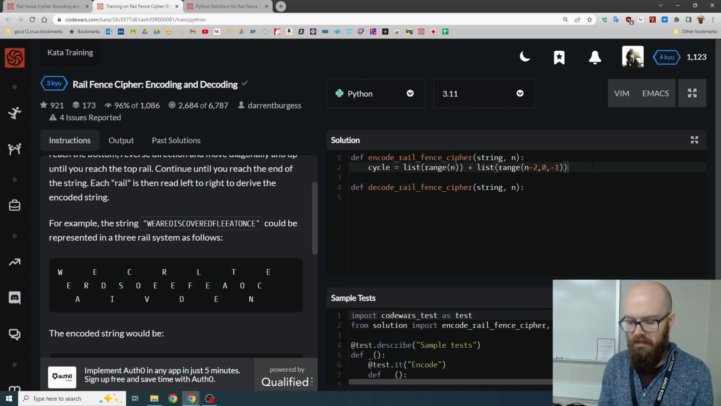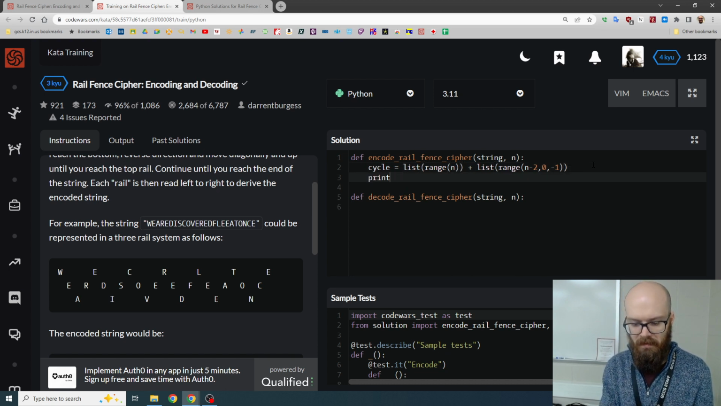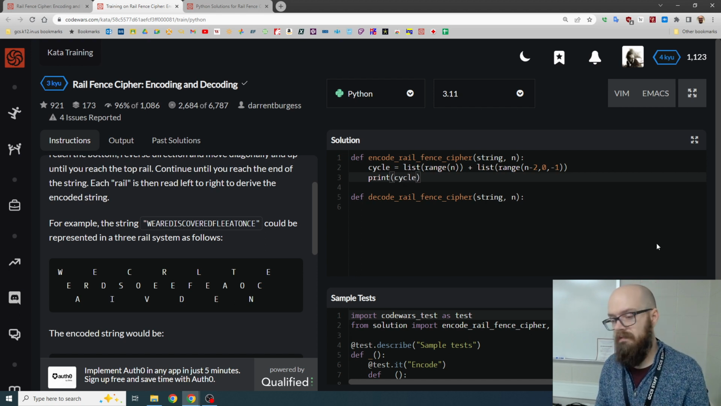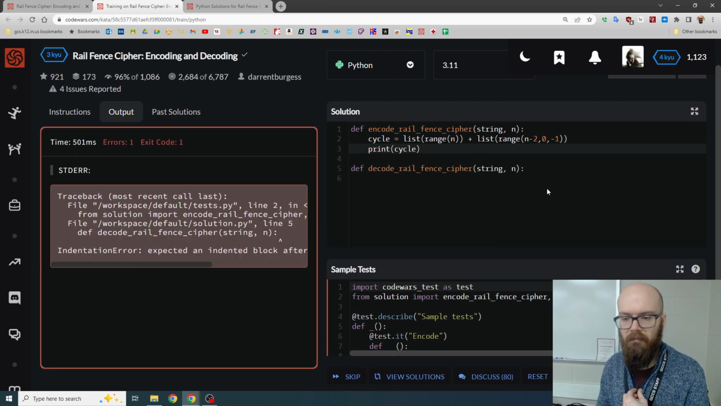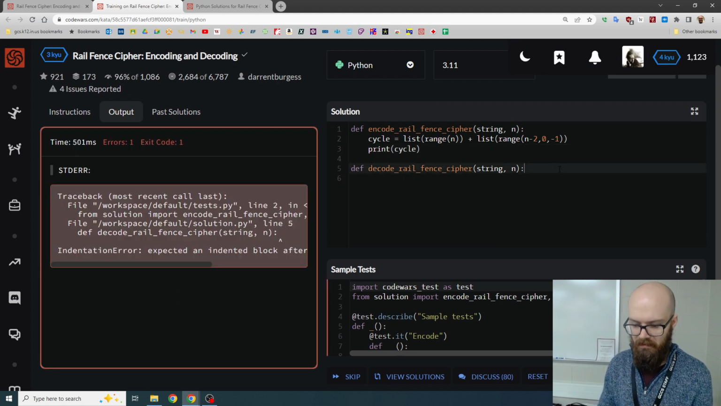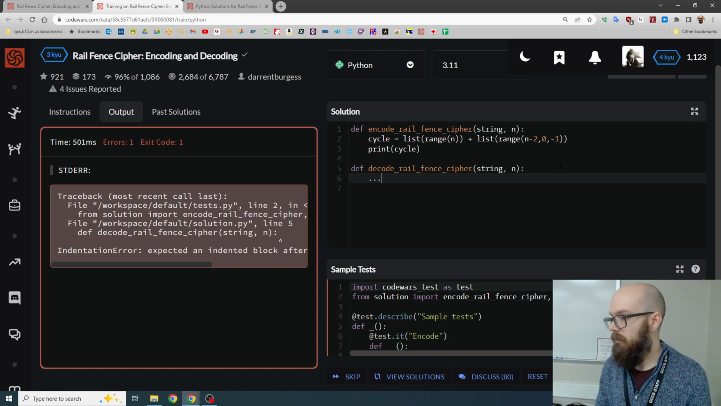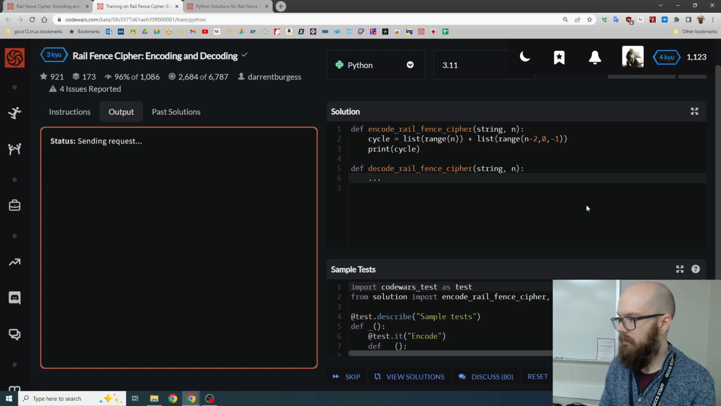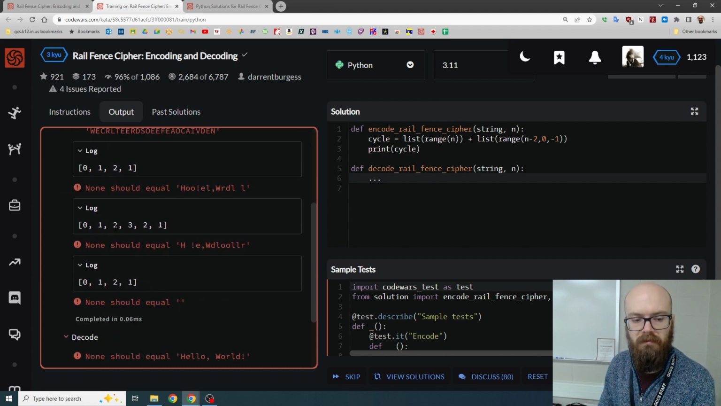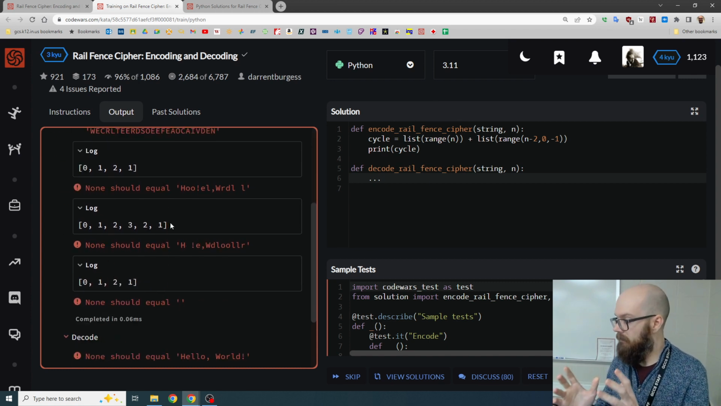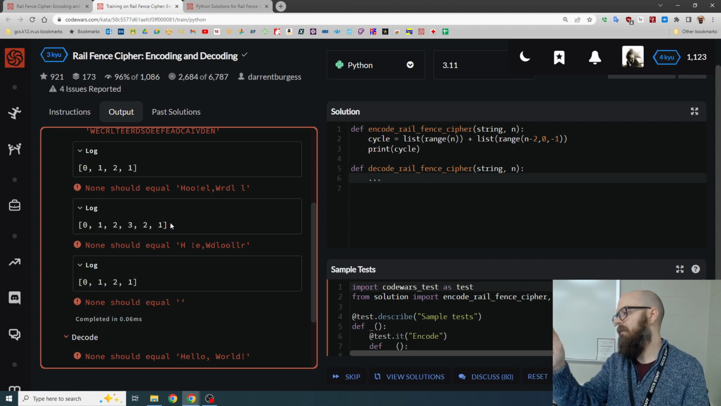Now you can't add ranges, so I'm going to put lists around it to make them combinable, extendable. And then I'm going to print cycle to show what I'm talking about as an example. There's also a way to make sure I didn't do any typos or whatever. Oh, this is telling us we have to have something in here. I'll just put an ellipsis until we fill it in a little bit later. This is 0, 1, 2, 1, 0, 1, 2, 3, 2, 1. That's a cycle, right? However far we go down, we go back up.